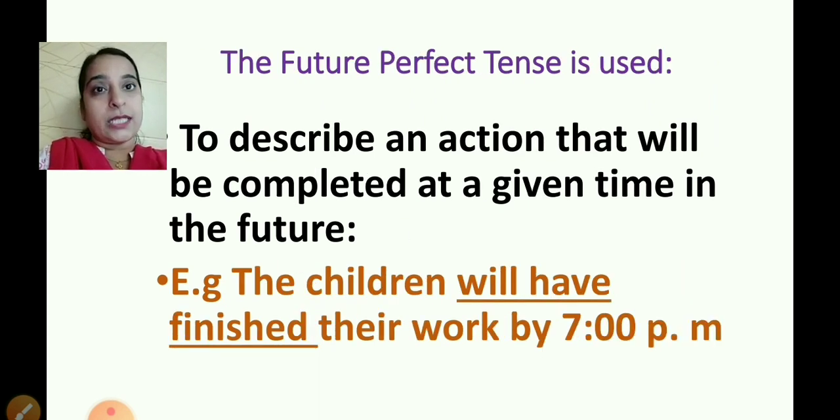Future perfect tense is used to describe an action that will be completed at a given time in the future. The children will have finished their work by 7 p.m. So will, have and you have to use the past participle, that is finished.